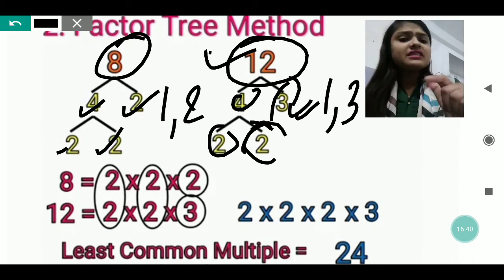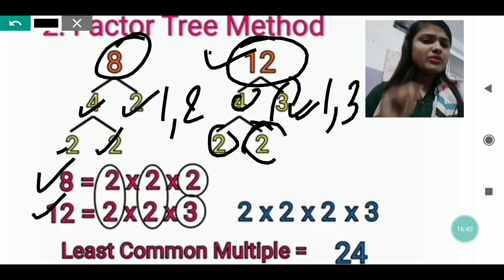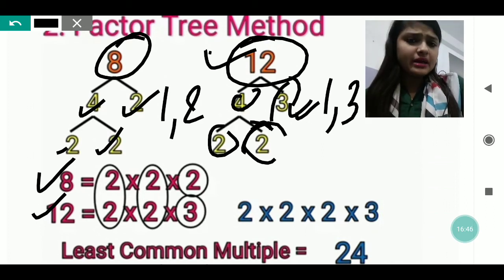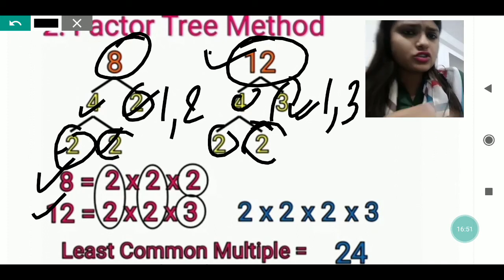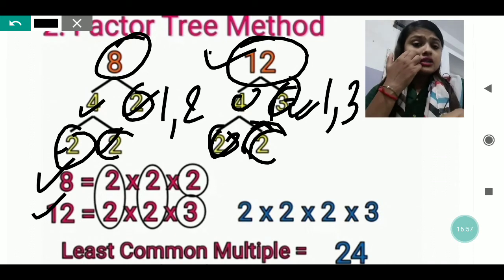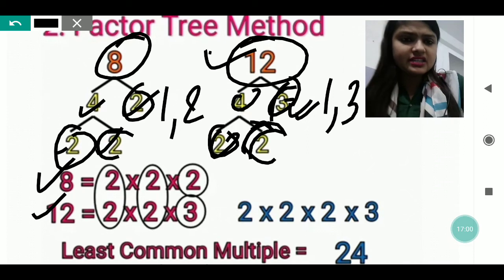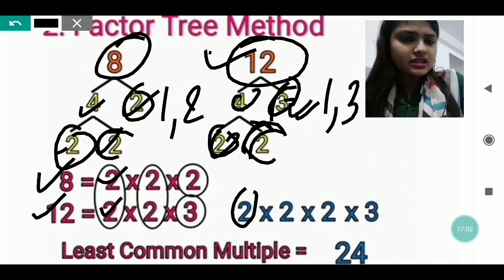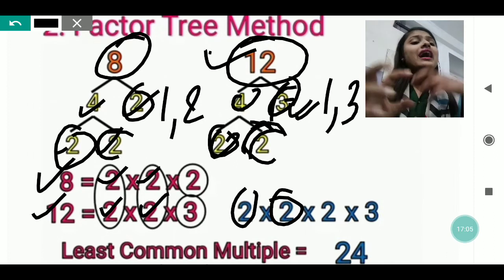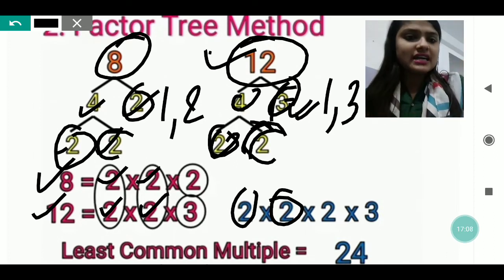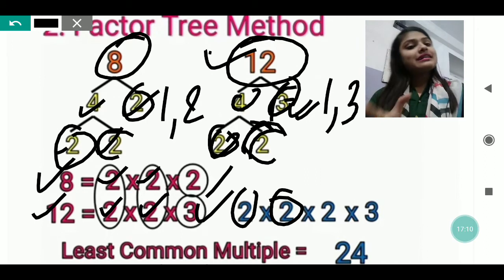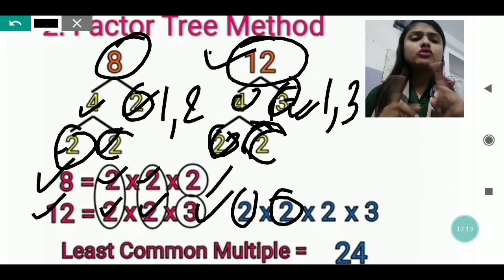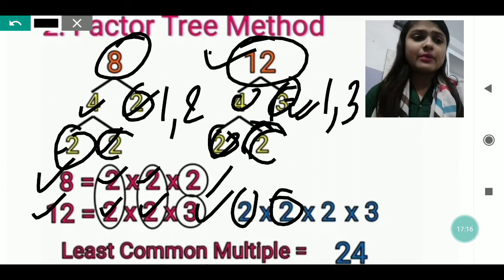In the same way, here you can see the numbers we have got common between them: 2, 2 and 2. I have selected this 2 and this 2. Here I have got 3, 2 and 2. The number common between them is 2, so I have written one 2. Here also 2, 2, and I have written one 2. And the uncommon ones, 2 and 3, we also have to write. In HCF we don't write those, but in LCM we write the uncommon ones also. Like 2 and 3 are uncommon.